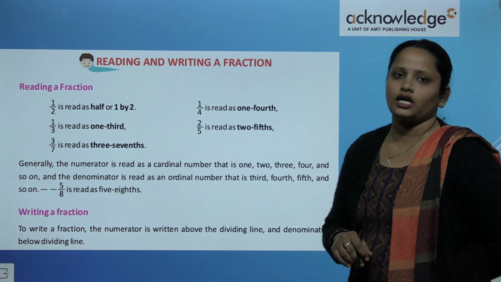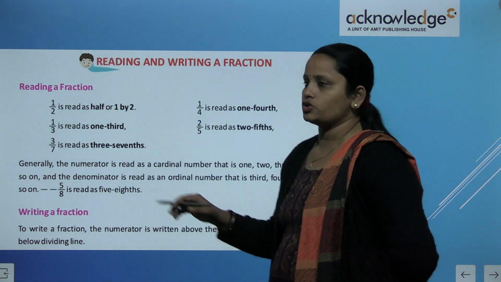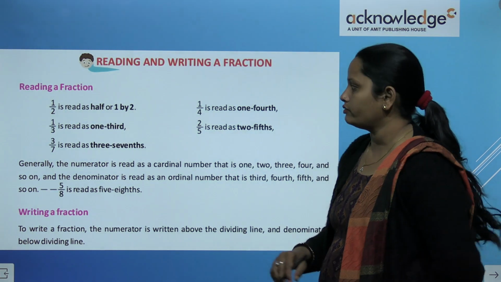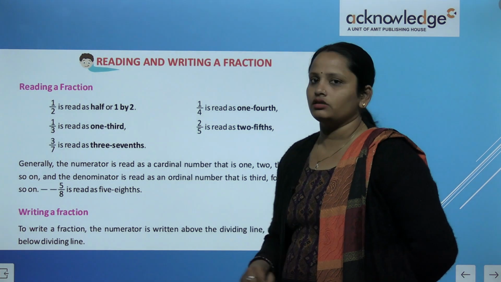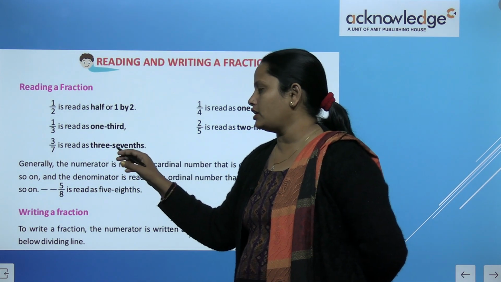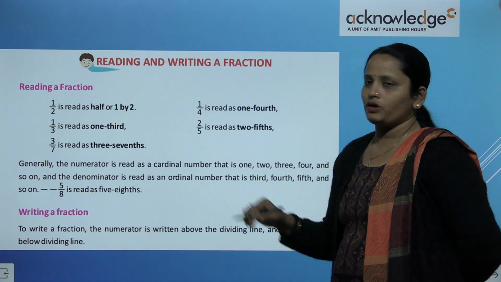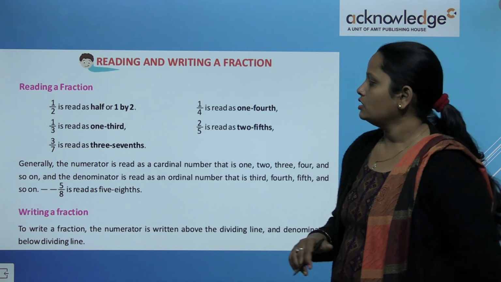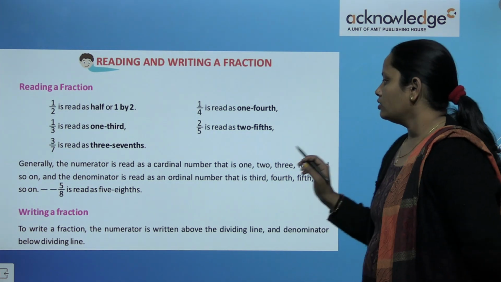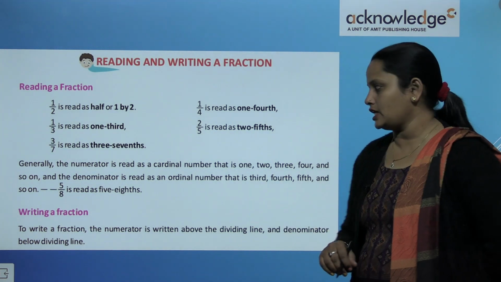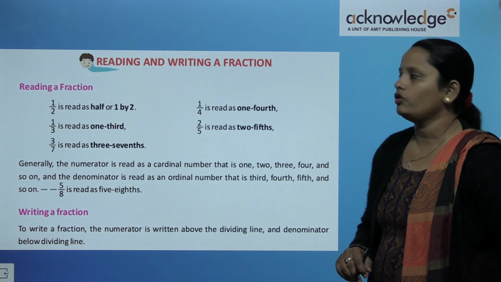Reading and writing of fractions. कैसे हम fraction को read कर सकते हैं या write कर सकते हैं, लिख सकते हैं. Reading a fraction: 1/2 is written as 1/2 and read as half or one-half. 1/3 is read as one-third. 3/7 is read as three-sevenths. 1/4 is read as one-fourth. 2/5 is read as two-fifths. So generally the numerator is read as the cardinal numbers, that is 1, 2, 3, 4, 5, 6. And the denominator is read as ordinal numbers, that is first, second, third, fourth, fifth.